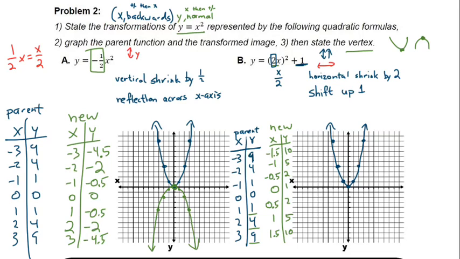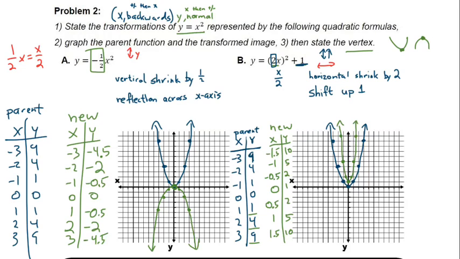So negative 1.5, 10. So I'm going to go up to 10 and go about 1.5 out. Alright. Negative 1, 5. Negative 0.5, 2. 0, 1. And I'm just going to plot the rest of my points. And your graph looks like that.